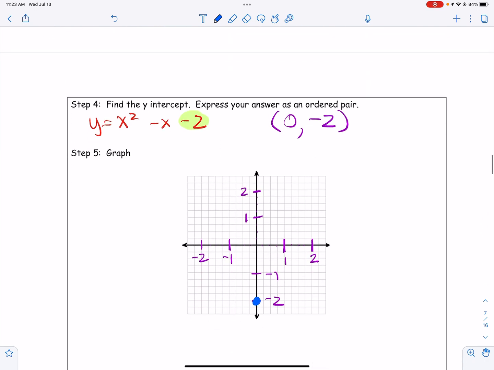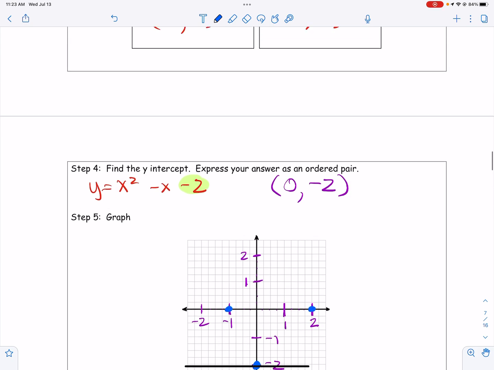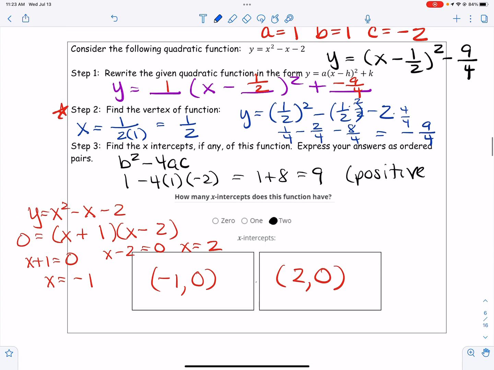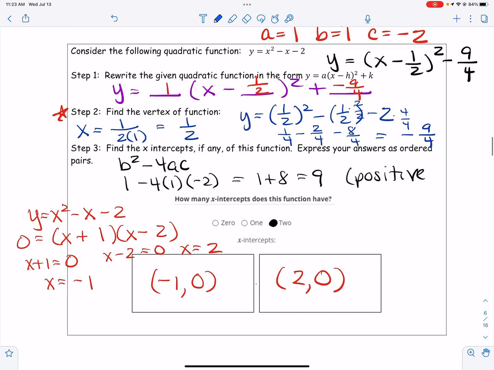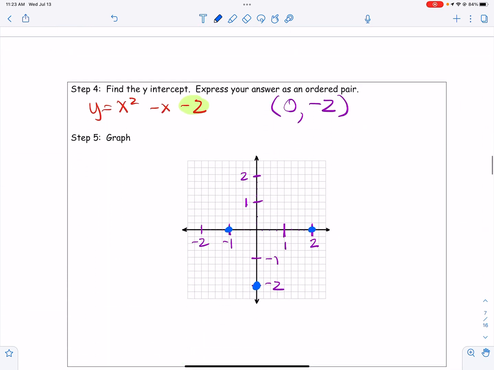My x-intercepts were (-1, 0) and (2, 0), and my vertex is (1/2, -9/4). So x is 1/2 and y is -9/4, which is going to be right here. And so here is my graph.